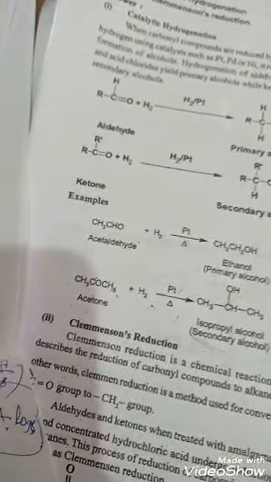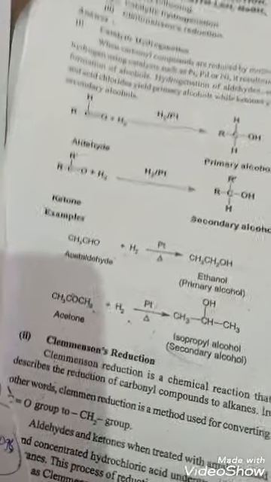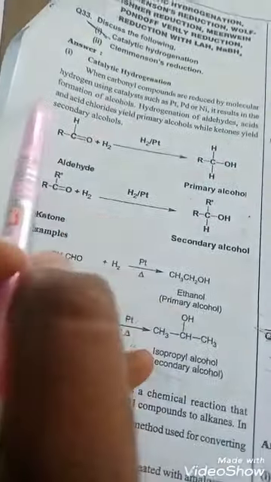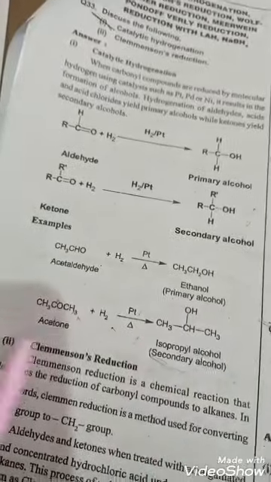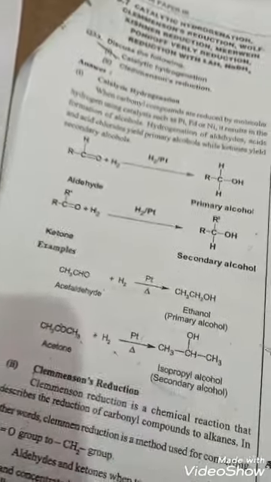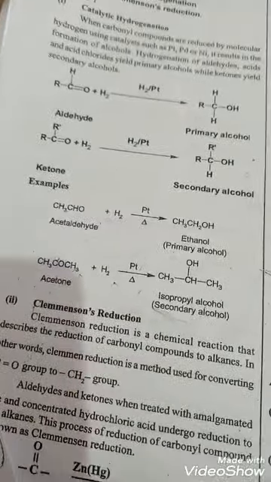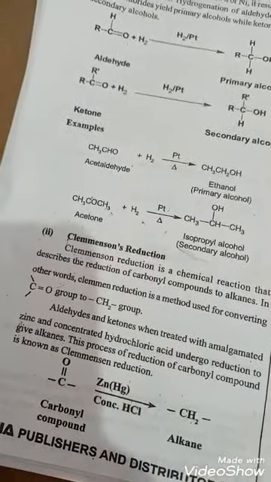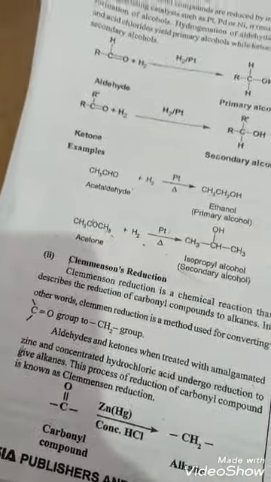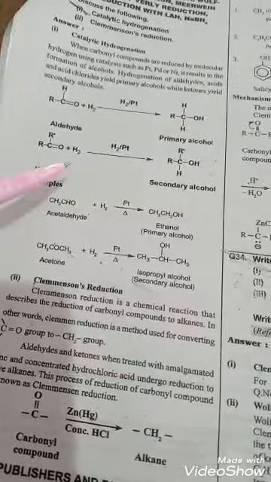So this is a secondary alcohol, because this is an aldehyde group and that is a ketone group. As in the definition, hydrogenation of aldehydes, acids, and acid chlorides yields primary alcohols, and ketones yield secondary alcohols. This is the aldehyde, so that is primary alcohol. This is ketone, called secondary alcohol. So this is catalytic hydrogenation.